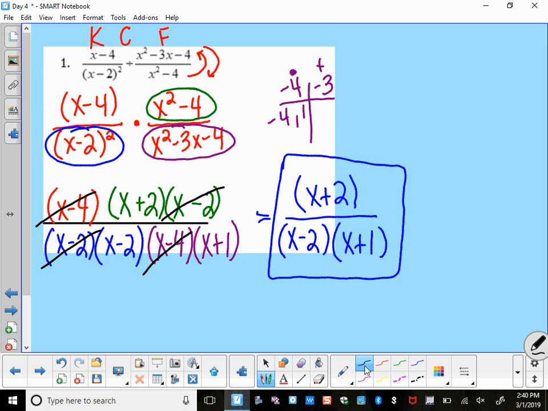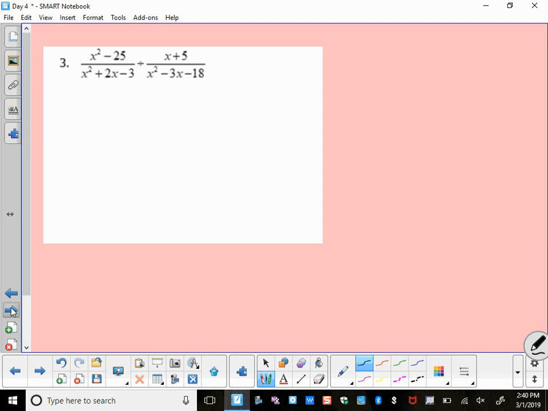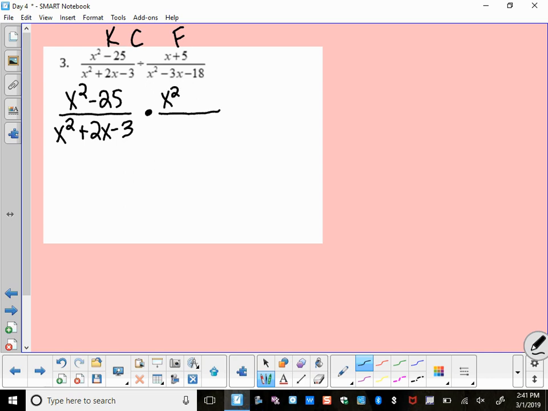All right, let's do number 3. Let's keep, change, flip. If I rewrite this, I have x squared minus 25 on top over x squared plus 2x minus 3. Keep the first one the same, I change my sign, and then I flip to be x squared minus 3x minus 18, and x plus 5 is on the bottom.